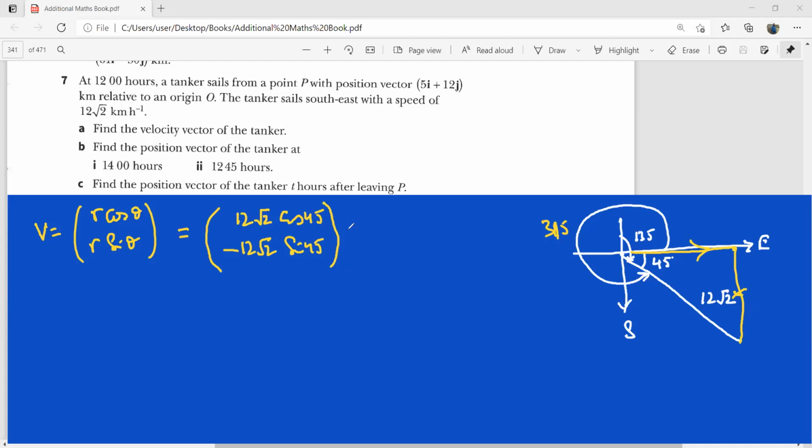1/2. 1 over under root 2. 1 over under root 2. 1/2. Okay, so this will be left with 12 minus 12. This is the answer to this first part here, the velocity vector. I'm telling you, this question is going to be there in your final exams, so you better prepare this.